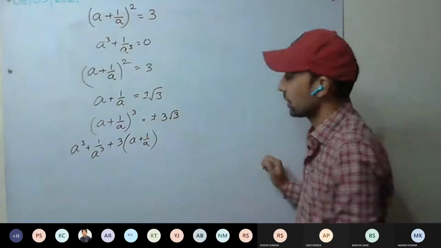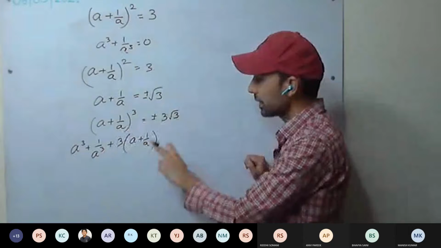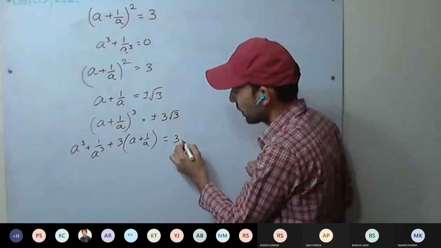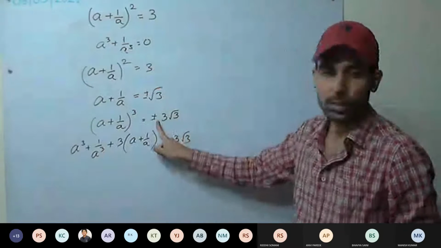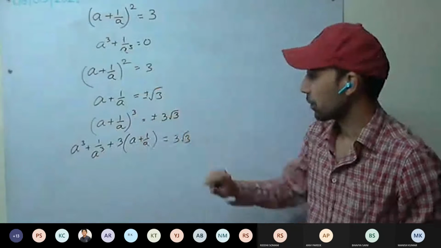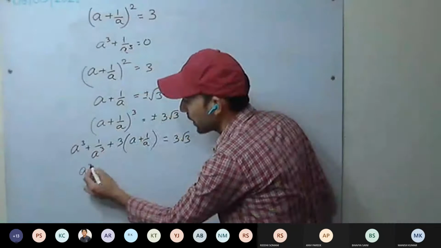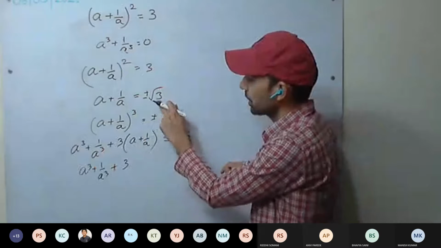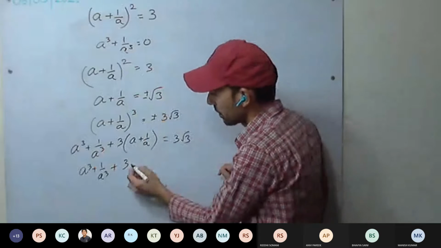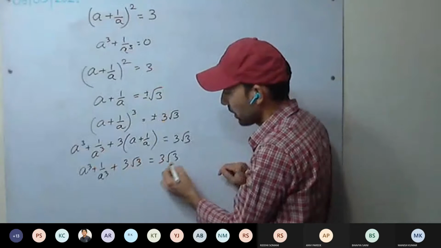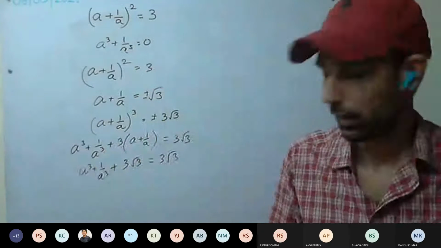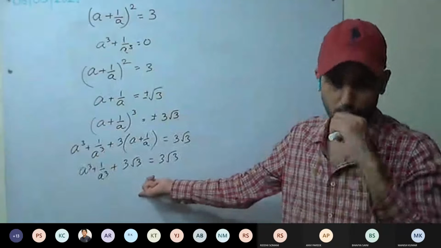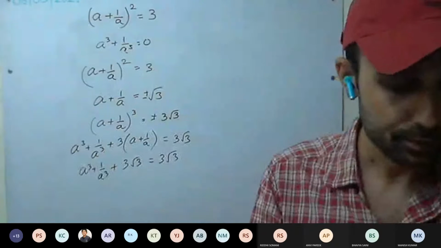For the time being, we can take the plus value and put the minus value at last, no issues with that, or else you may get confused with plus minus. So it will be a cube plus 1 upon a cube plus 3, where a plus 1 upon a we put as root 3, equal to 3 root 3. Now you can solve further. Is this clear?